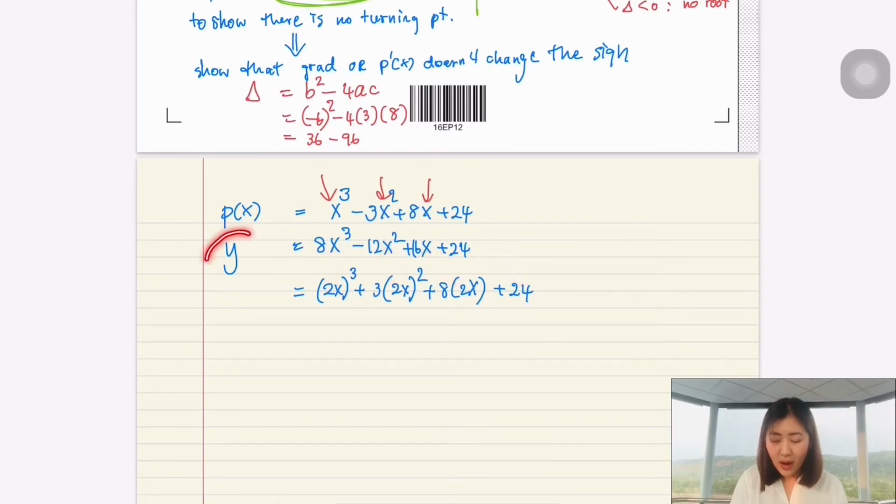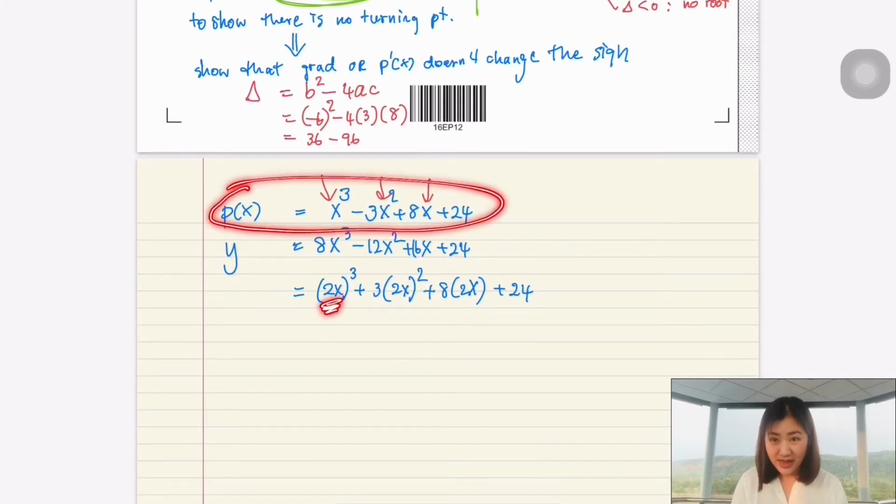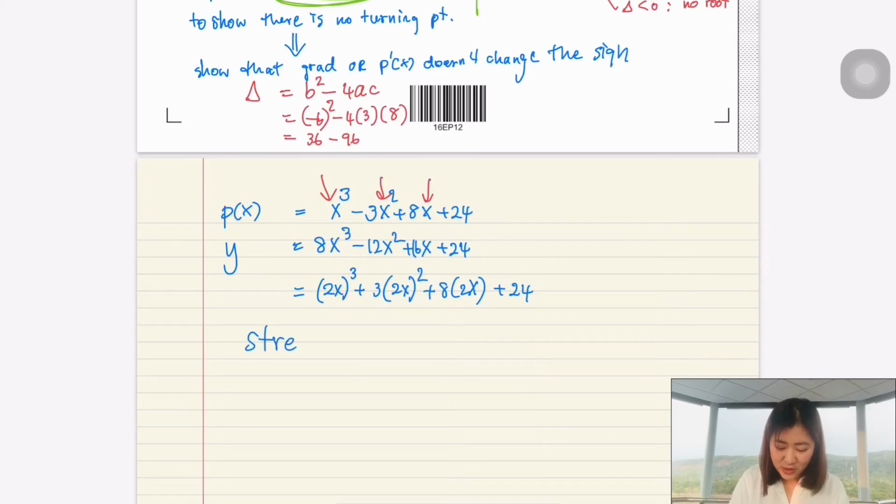So your y is transformed from p(x) by changing x to be 2x. So it's called a horizontal stretch by scale factor.